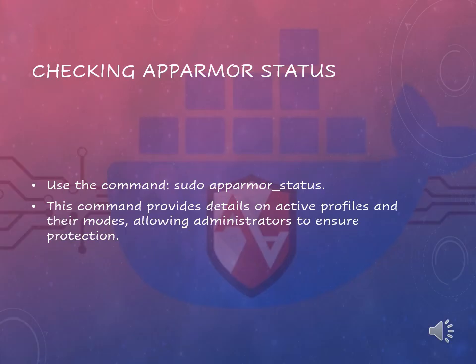So how do you check the status of AppArmor? To check AppArmor's status and see the number of active profiles, you would use the command sudo apparmor_status. This command reveals the current state of AppArmor, including active profiles and their modes. Regular monitoring is crucial for system hardening, ensuring active and effective profiles, and allowing adjustments to maintain optimal security.